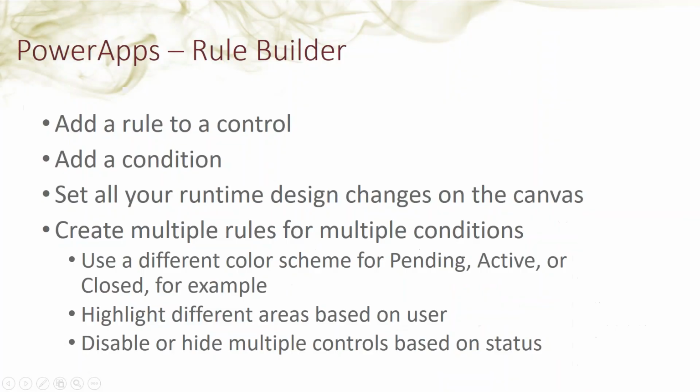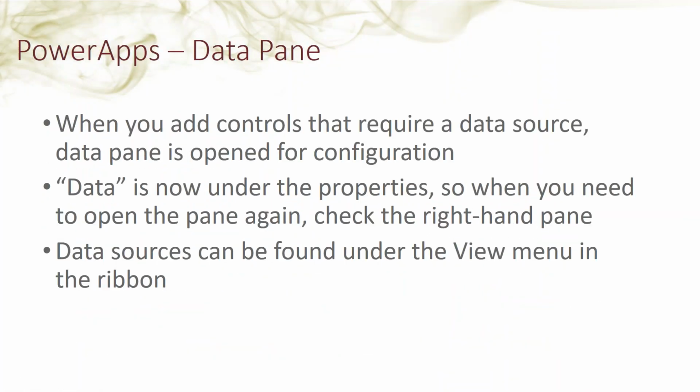Let me get back to my slideshow. It was confusing to me at first. When I first tried it and I added the condition and I got the yellow bar, I was like, what does this even mean? How do I add actions? But now you know. The other thing they changed recently was the data pane.